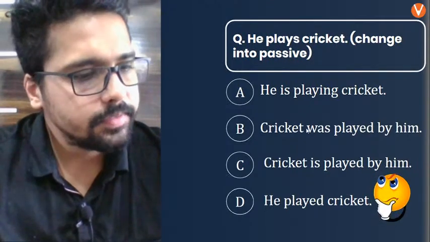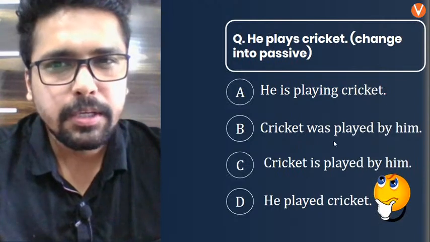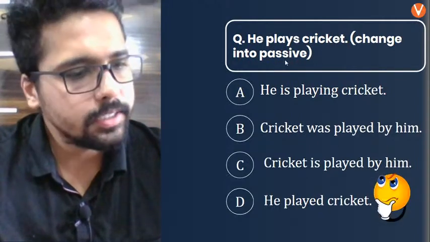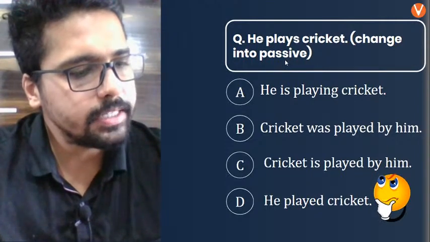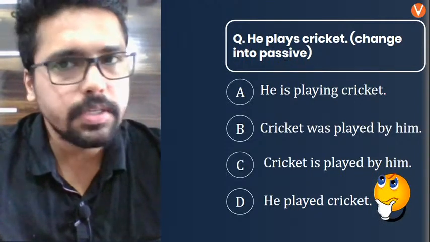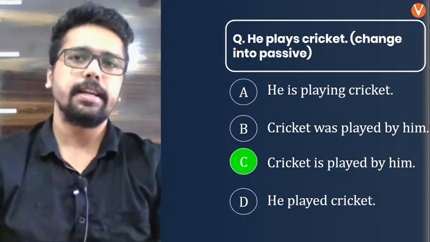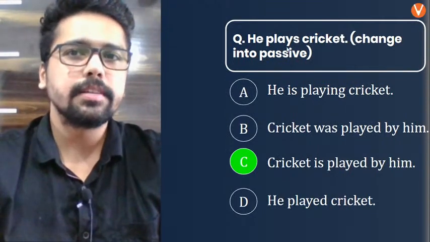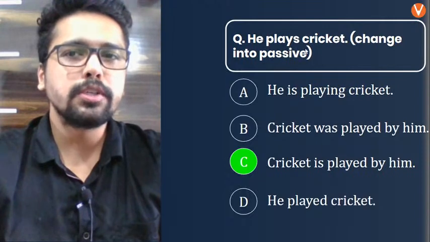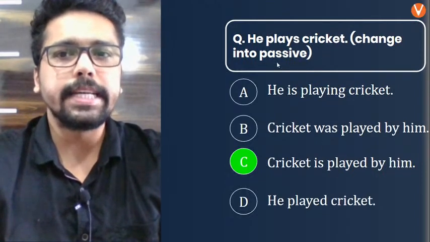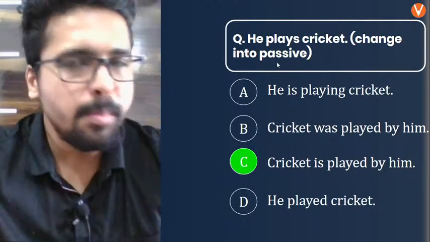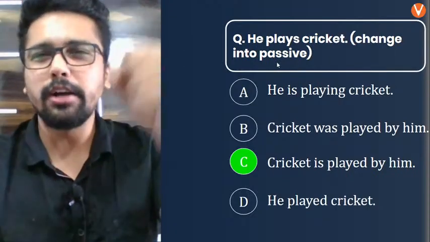He plays cricket. So we have to swap the subject and object. Most of you have selected option C. That's the correct answer. He plays cricket; plays is simple present tense. So of course, without changing the tense, we will change the voice. So cricket is played by him. Perfect. Good job here, you guys have rocked it.